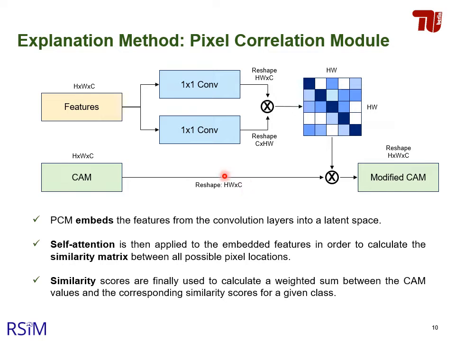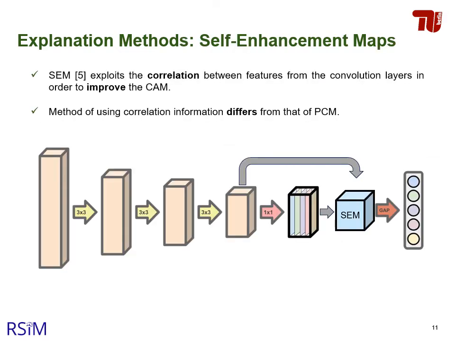Features within the CNN are passed through 2 separate 1x1 convolution layers. These are then reshaped and are multiplied together so that we can get a similarity matrix here. The similarity matrix is then used to calculate a weighted sum of the CAM, which gives us the final output of PCM.